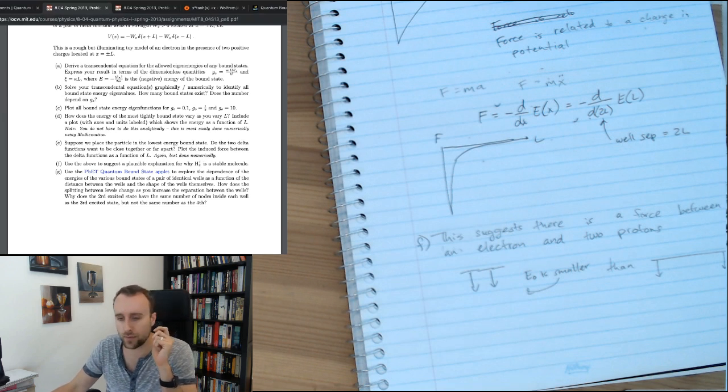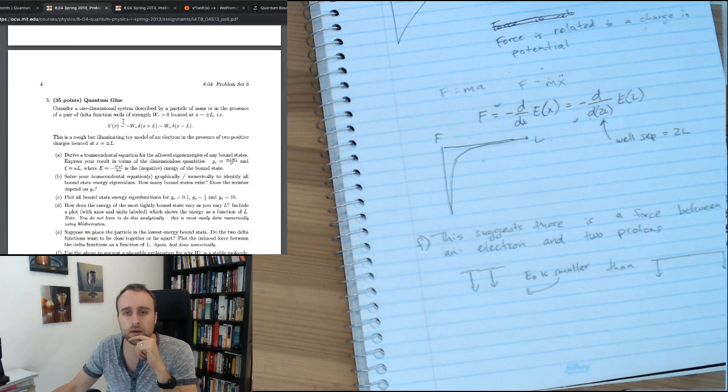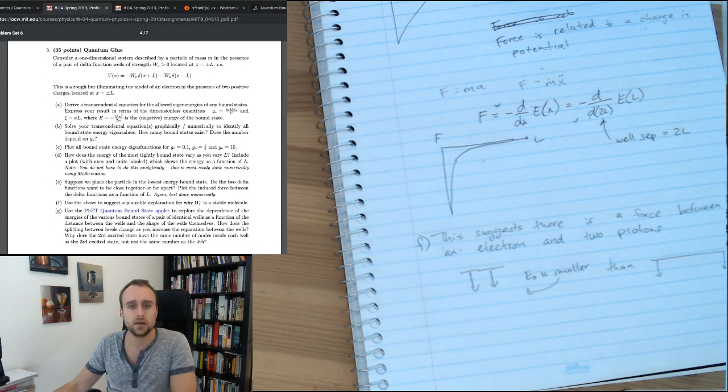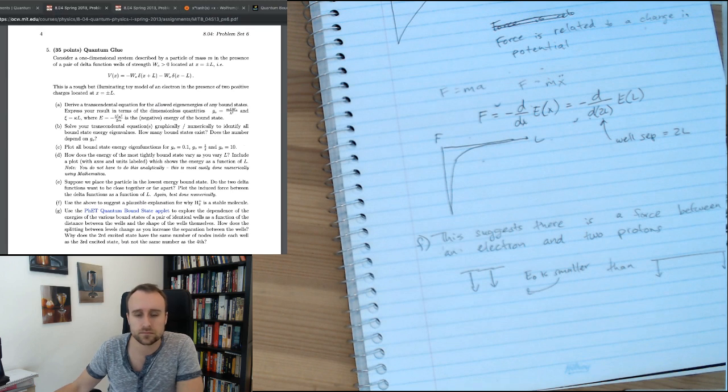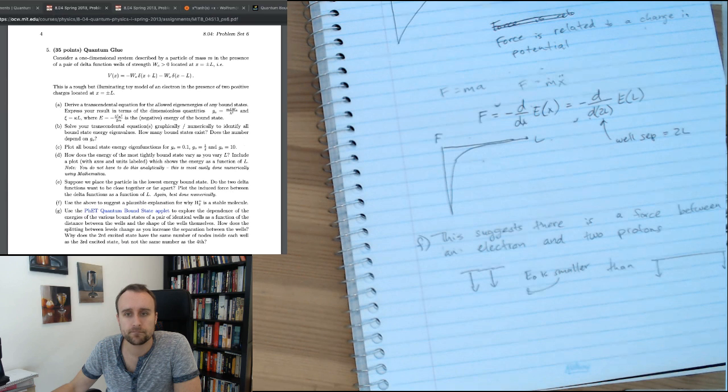Do I have this one? Do I have the bound state applet? I maybe downloaded it. I think this is the one that we were looking at last time. Yeah, okay. So let me open that up. Hopefully this doesn't crash everything here. So we want to do two wells.